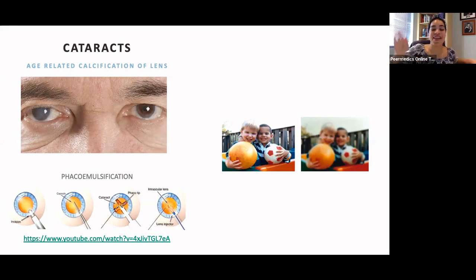Okay, so cataracts are an age-related calcification of the lens, or opacification rather, of the lens. No one really knows exactly why it happens, but as someone's mentioned already, there's lots of conditions implicated in it. So diabetes is a huge one. About 60% of people with diabetes will develop cataracts at some point in their life. So definitely something to look out for.